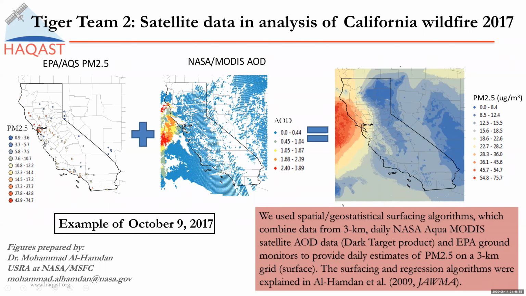During this process, we actually run two different models. One is a linear regression model, and the other one is a surfacing model that can smooth out the distribution into a 3-kilometer gridded data set.